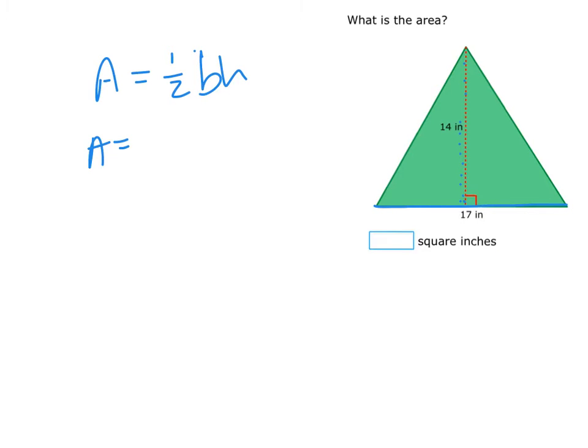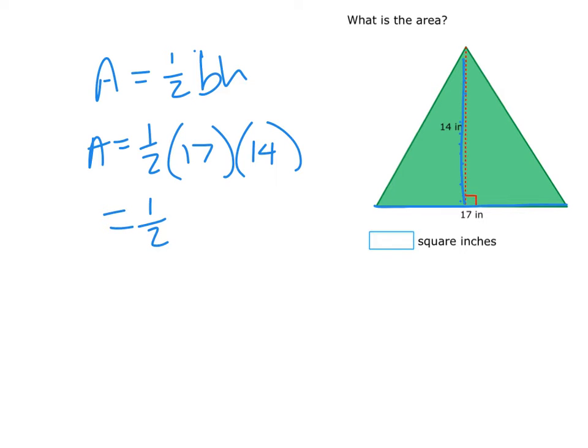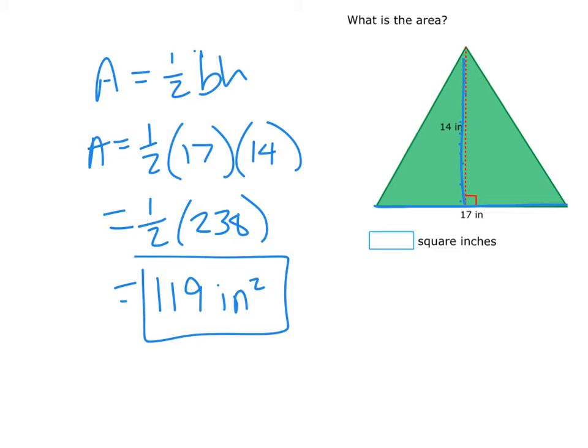So area equals 1/2. Base is 17 inches. Height is 14 inches. So you're going to do 1/2 of 17 times 14, which is 238. So half of that would be 119. And again, this is square inches or inches squared, however you want to have that. So you would plug 119 in here. Okay? Key here, guys, is to keep that formula handy and you just plug in all the parts.